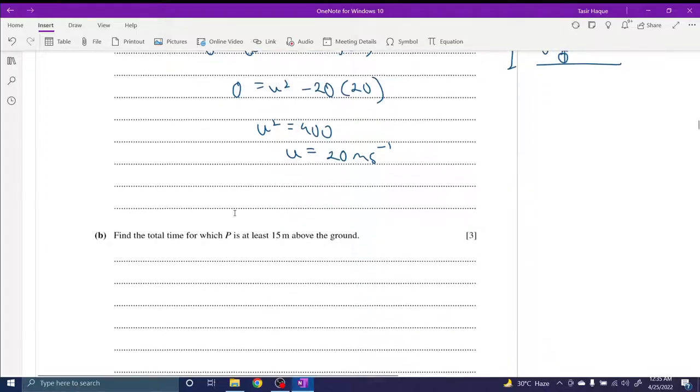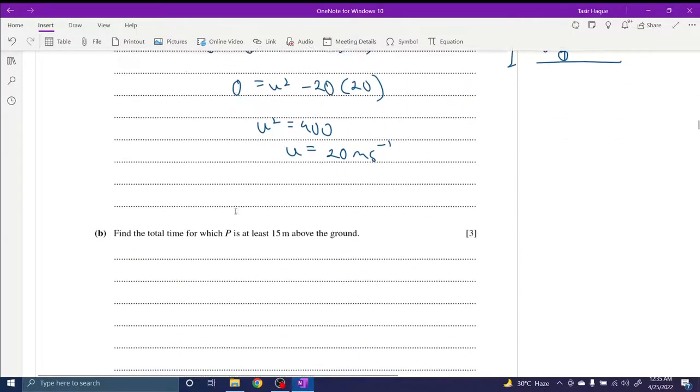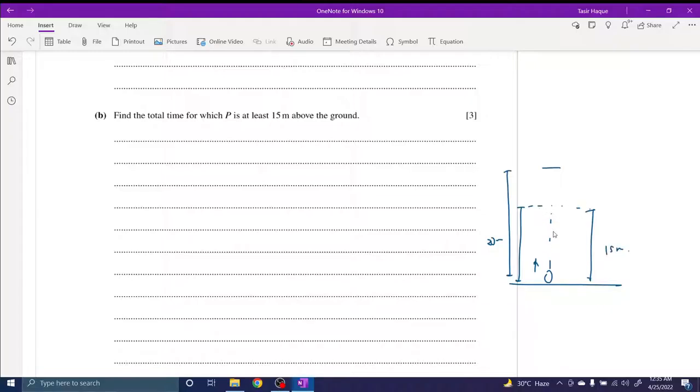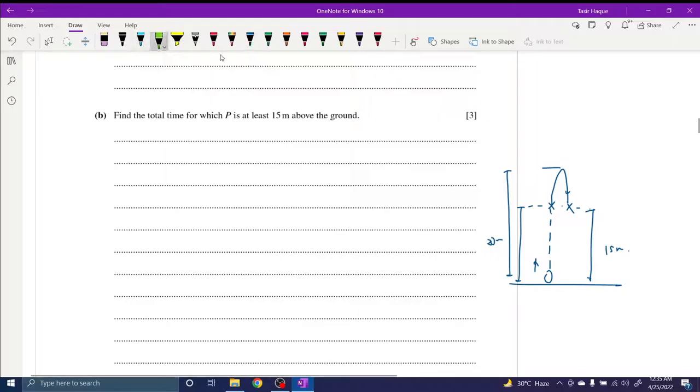Find the total time for which P is at least 15 meters above the ground. So just think about it. If this is the ball, and it's projected upwards, this is its maximum height, 20 meters. Suppose this is 15 meters. So we want to find the time for which it's above 15 meters, because the motion is going to be like this. So it's going to cross this mark 2 times, right? We can actually figure that out. How?